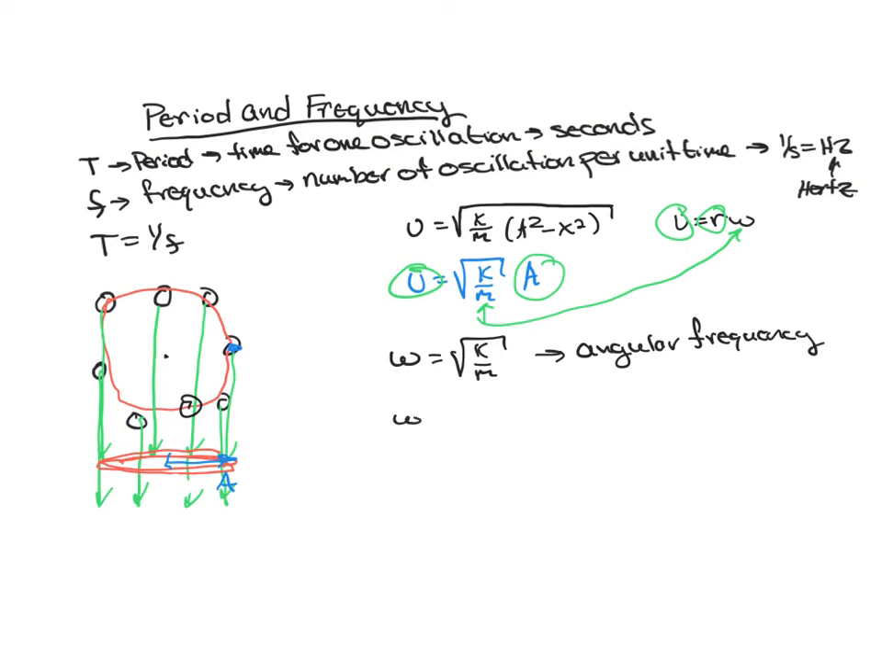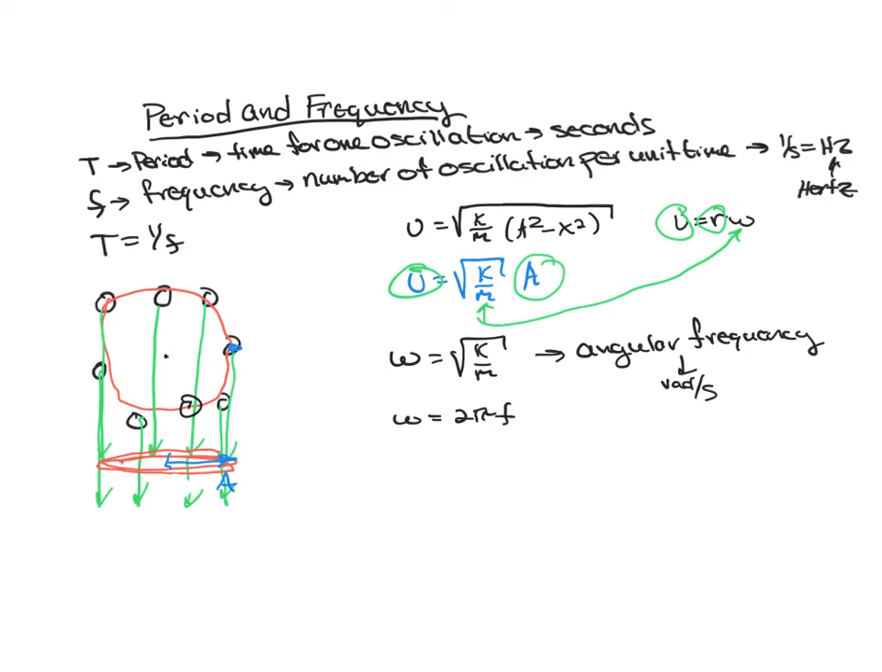Alright, angular frequency is also equal to 2 pi times our regular frequency. Angular frequency is still going to have units though of radians per second, so that part hasn't changed. We're just giving it a slightly different name in terms of oscillations rather than something rotating.